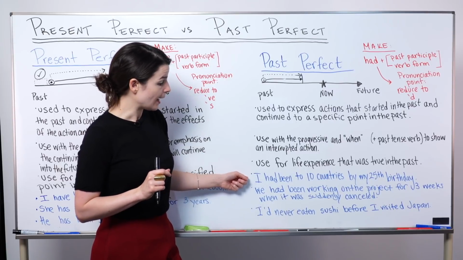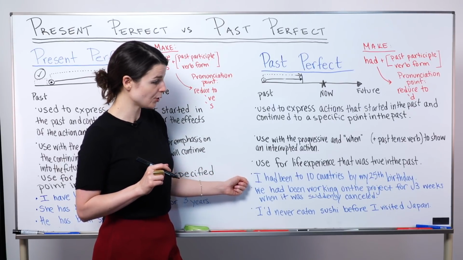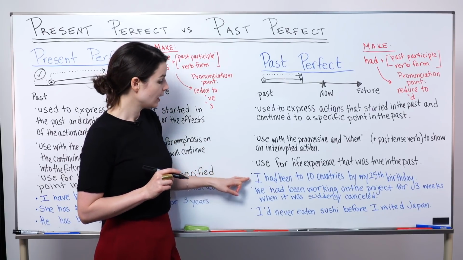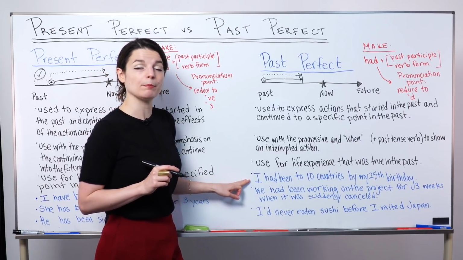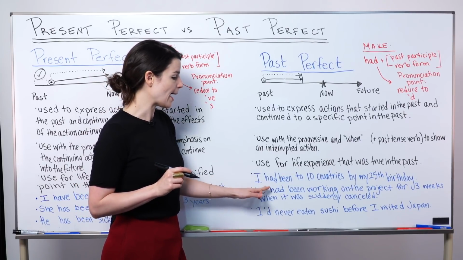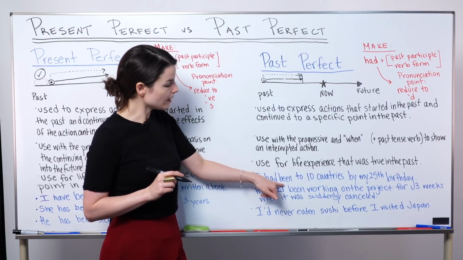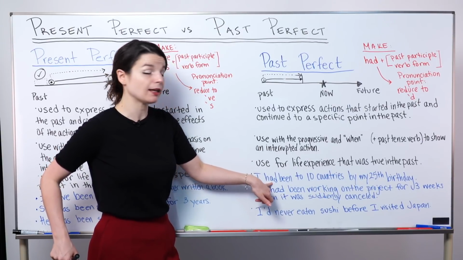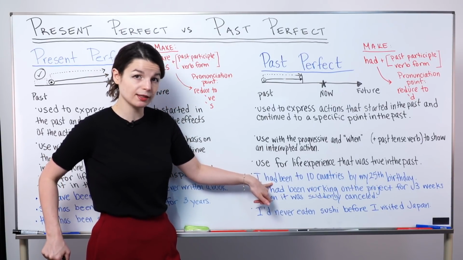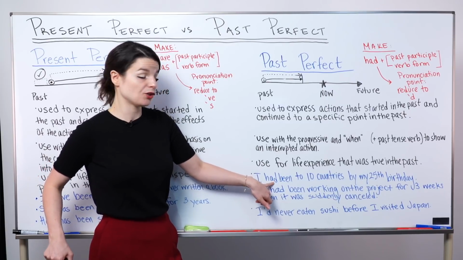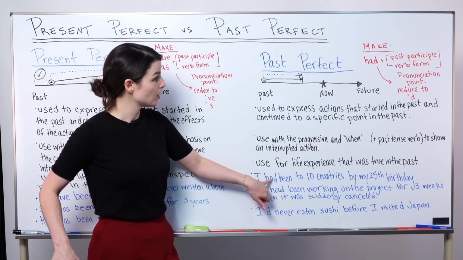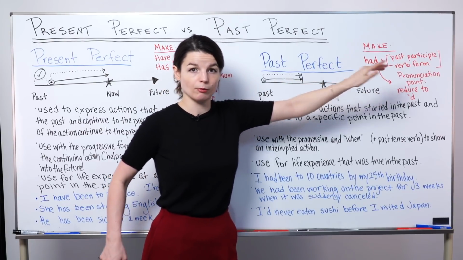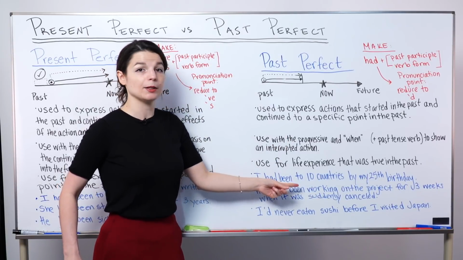First, I had been to 10 countries by my 25th birthday. So let's break down this sentence. Here, I begin the sentence with my past perfect phrase, I had been. So here, we see a similar pattern with the present perfect tense. We're using the verb have, yes, but because it's past perfect tense, we need to change this verb to past tense. So to make past perfect tense, we use had plus the past participle verb form. In this case, I had been.